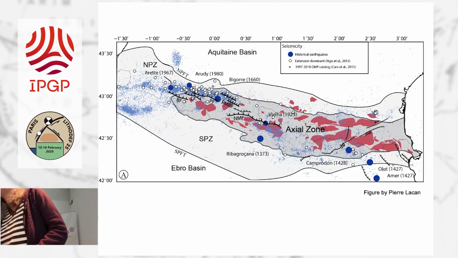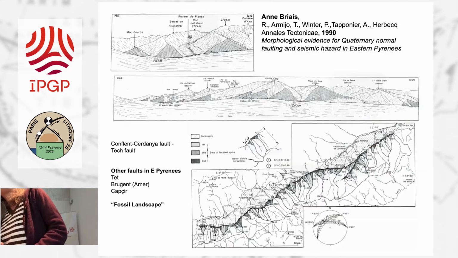But we have other faults, like this Amer fault, that was producing these two earthquakes. You see how close in time they are; it's considered a trigger series, and that followed this Ribagorza earthquake.